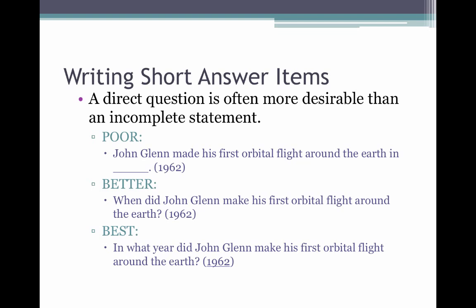So a better example is this. When did Glenn make his first orbital flight around the Earth? Now there again, they could plug in a month or a season as opposed to a year. So we're better off to use this best example that says, in what year did John Glenn make his first orbital flight around the Earth? There specifically, we're looking for a year, and we specify that in the given question.